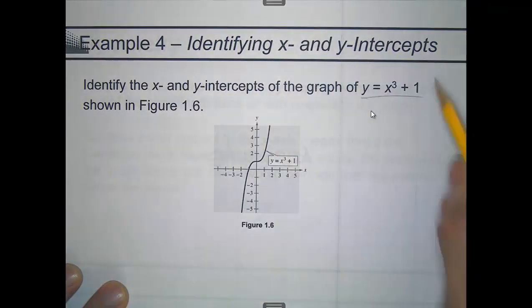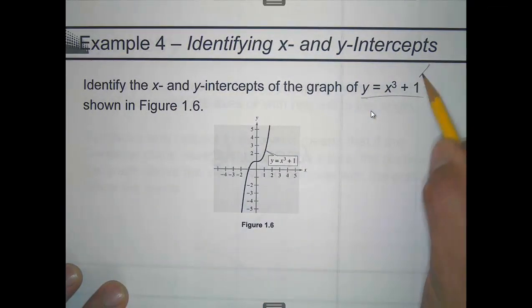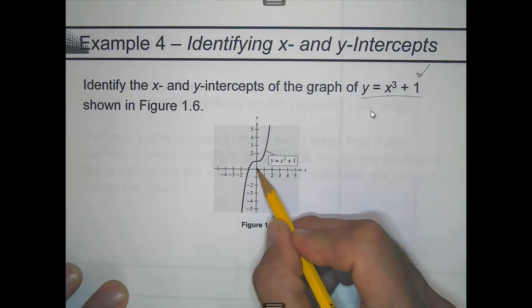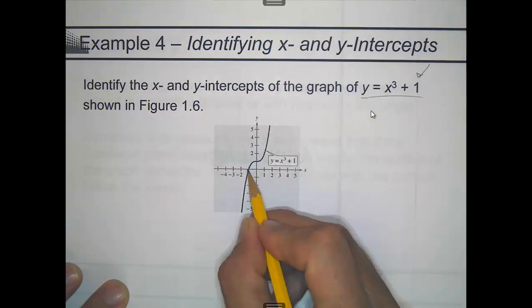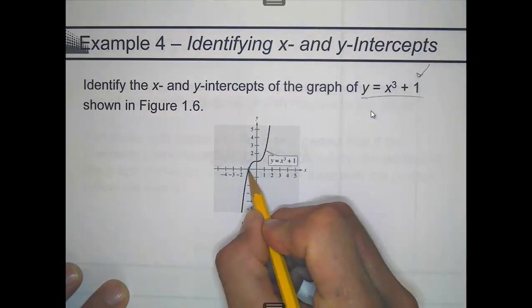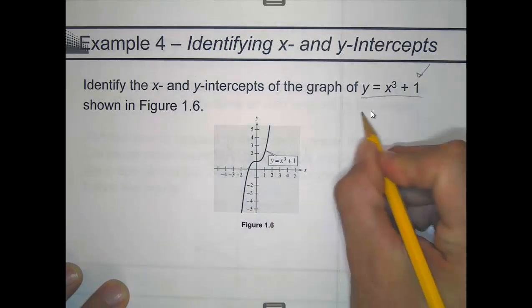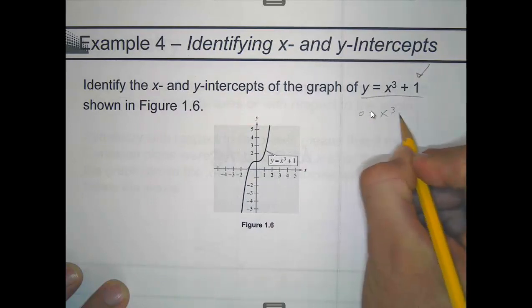So here's a cubic function. We're going to talk about translations in this class as well. I don't know if you remember that from Algebra 2. But this is a cubic function that's been shifted up 1 unit. And if we want to find the intercepts, the x-intercept is where y is 0. So this point right here is where y is 0. So if you plug in 0 for y, you can solve this algebraically.